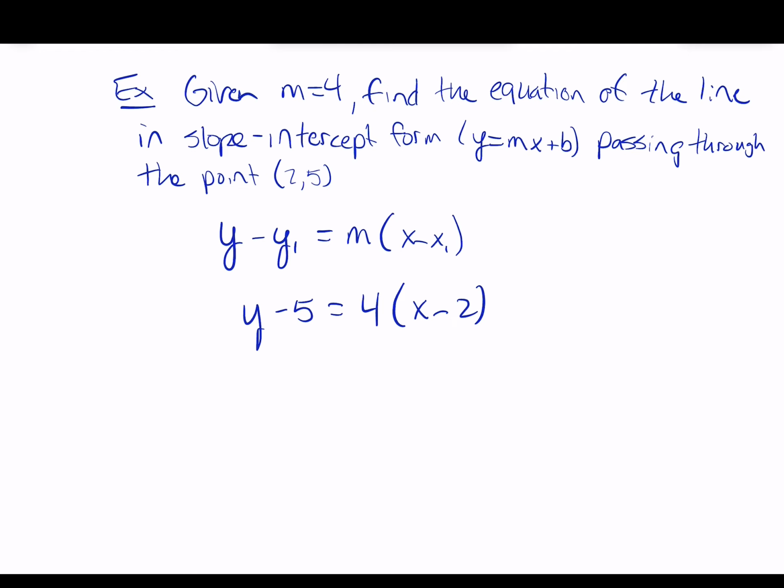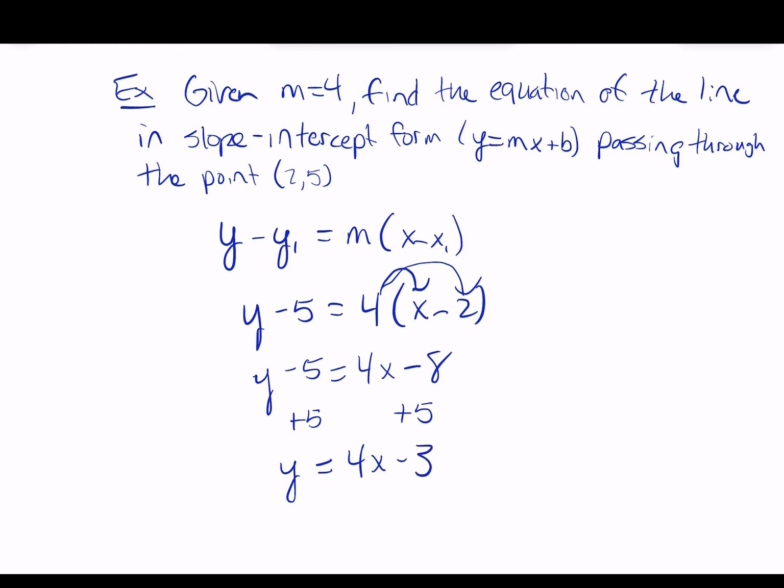We can now distribute the 4 to the x, which gives us y minus 5 is equal to 4x. 4 times negative 2 gives us minus 8. We can add 5 to both sides, and we get y is equal to 4x minus 8 plus 5, which is minus 3. So our line in slope-intercept form is y equals 4x minus 3. Note that your slope, m, is 4, and your y-intercept is negative 3.